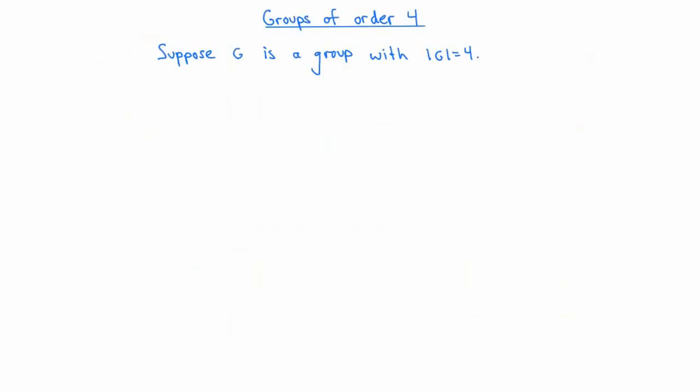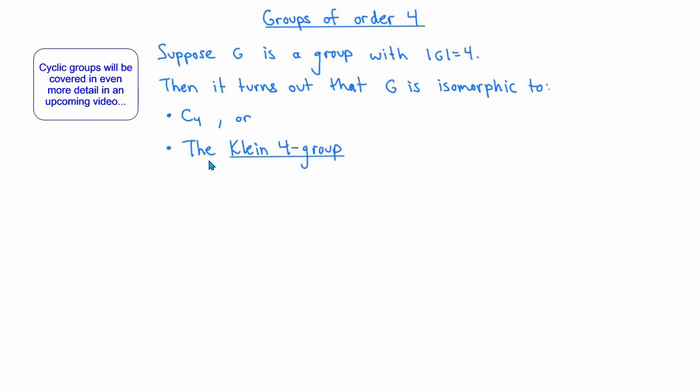Let's start with groups of order 4. If G is a group of order 4, then it turns out that G is isomorphic to one of two different groups. It's either isomorphic to the cyclic group of order 4, and we covered cyclic groups extensively in the previous video, or it's isomorphic to another group called the Klein 4 group.